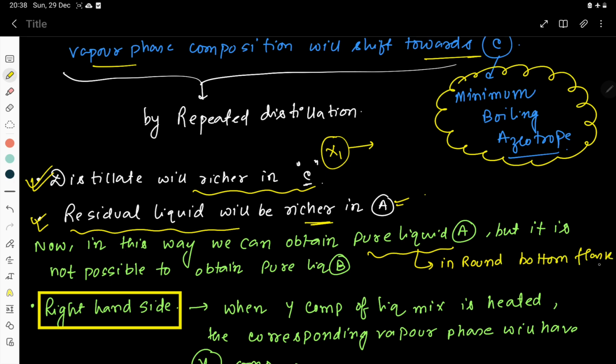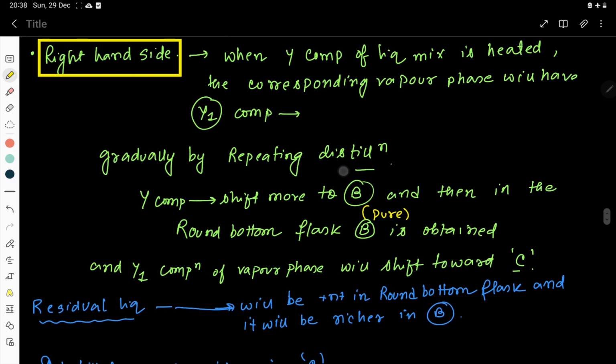And after obtaining this liquid we have to collect this thing out. Okay, we have to take this thing out. Yeah, but it is not possible to obtain pure liquid B. Now see the right hand side.